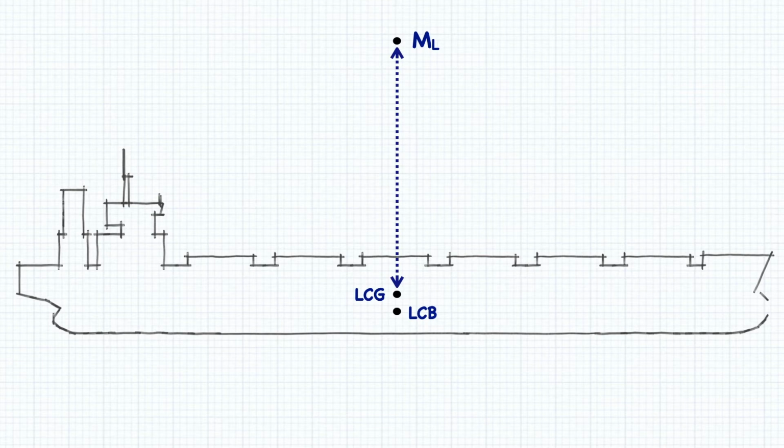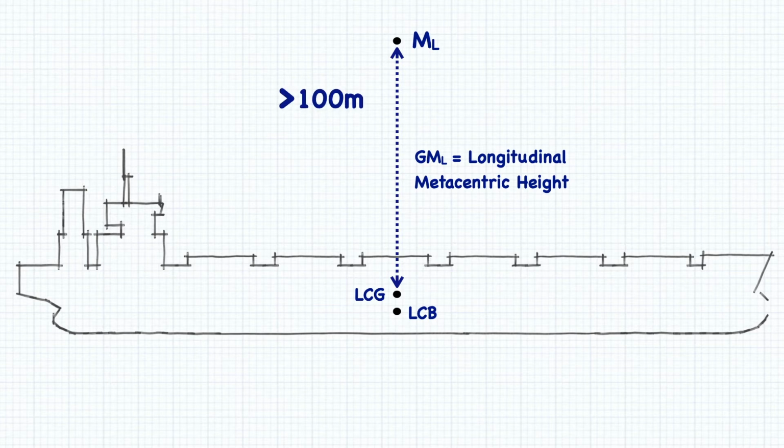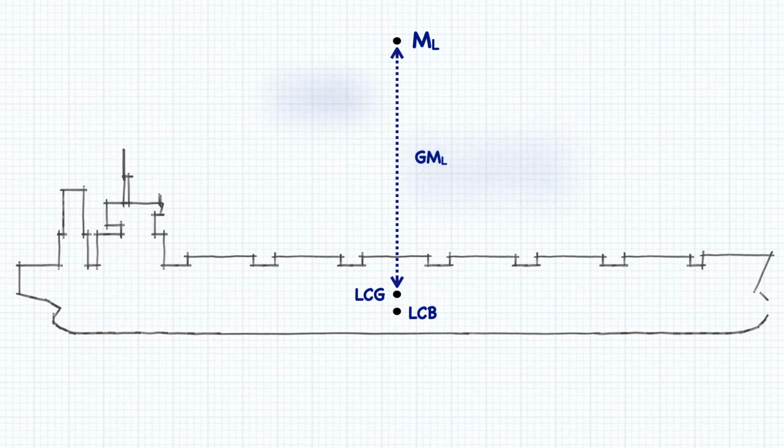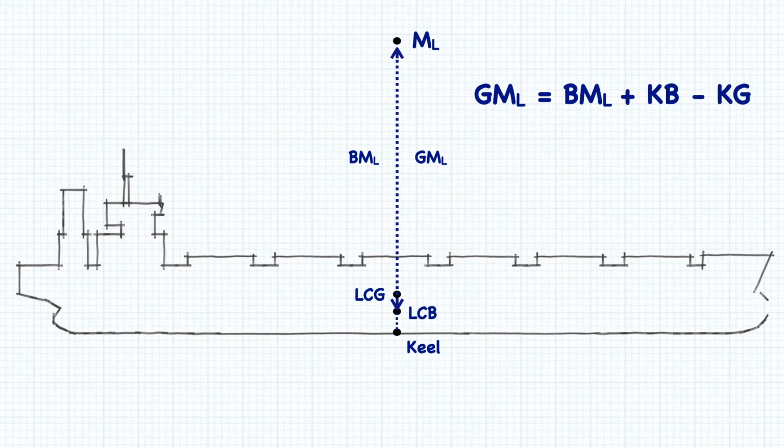From G to ML is known as the longitudinal metacentric height. In longitudinal stability, this value is a lot larger than its transverse counterpart and can sometimes be well over 100 meters. When you consider this height, the center of gravity and the center of buoyancy are actually relatively close to each other. This means the length from G to ML and the length from B to ML can usually be interchanged in longitudinal calculations without causing enough error to matter. However, if you know the heights of these points above the keel, you can easily figure out the exact GML from the BML by adding in the KB and subtracting the KG.